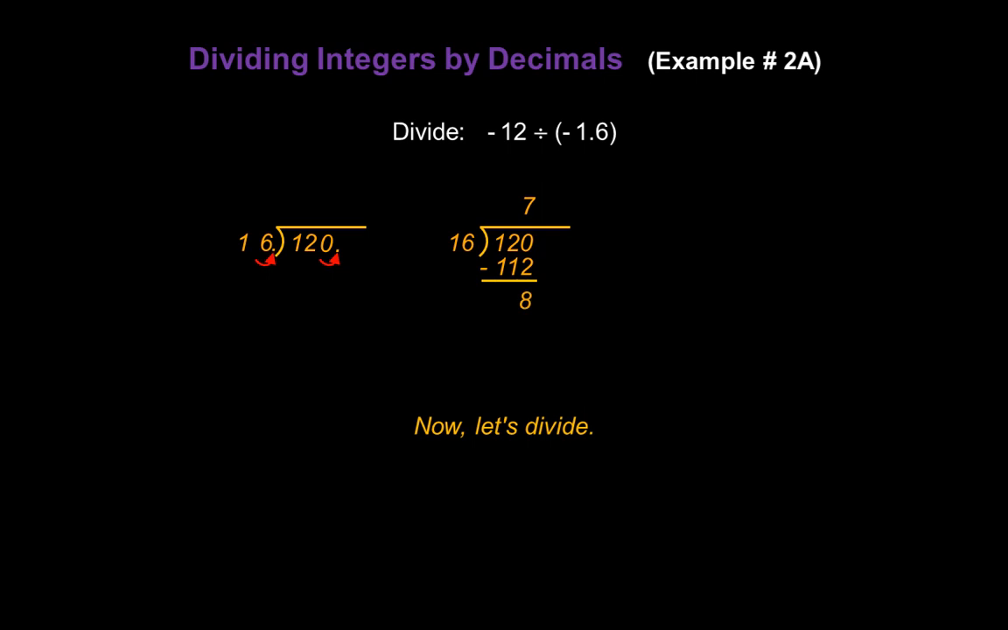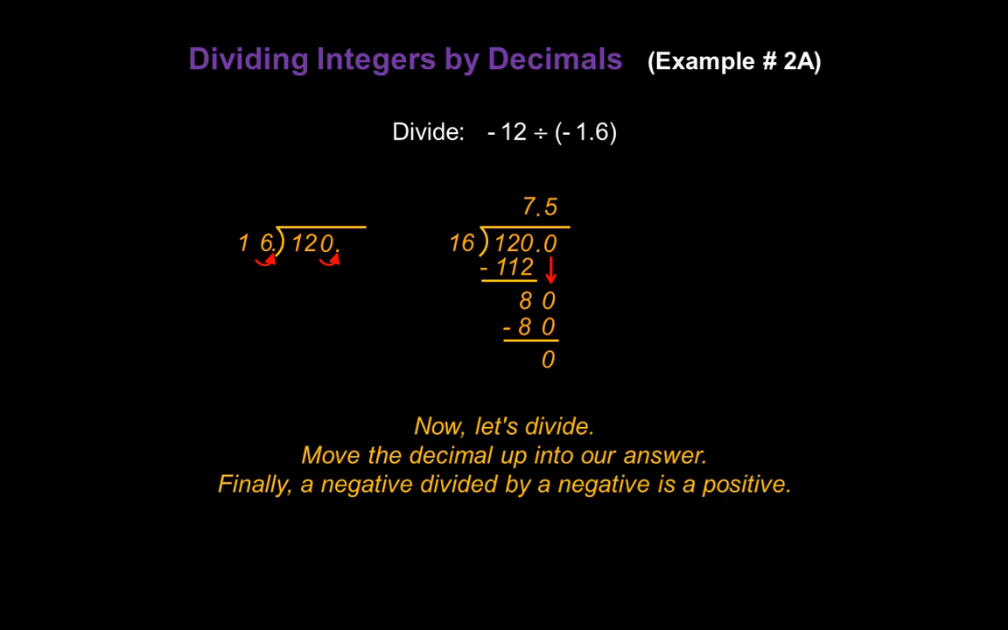I want to keep dividing, so let's go ahead and add that decimal point after the 120 again. Put a 0 after that, and bring that 0 down to our remainder to make it 80. How many times does 16 go into 80? 5 times. 16 times 5 is exactly 80. So now we have another remainder of 0, and we're done dividing this problem. Now move the decimal up into our answer, just like that. And we're going to figure out the sign on our answer. A negative divided by a negative is a positive. So our answer is just 7.5.